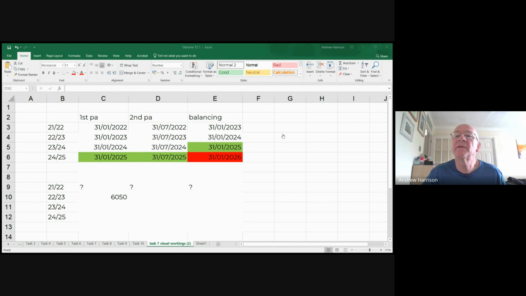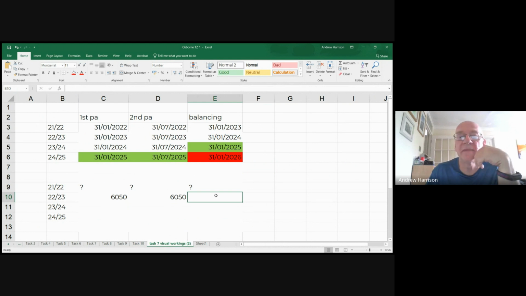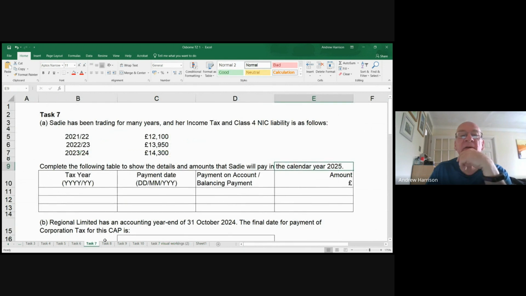Computer's asking me a question. And it's still working. This will be the same. Now, we don't actually need this number at all. However, no harm in practicing calculating it. We've paid 12,100 towards 22-23. Maybe it's there just to cause a bit of confusion.